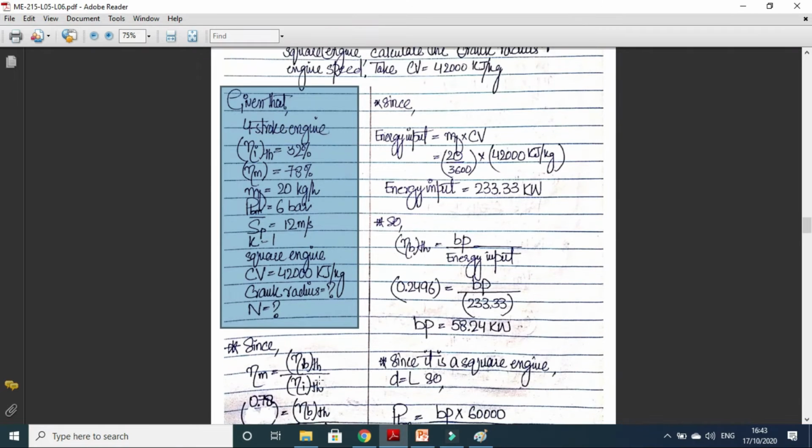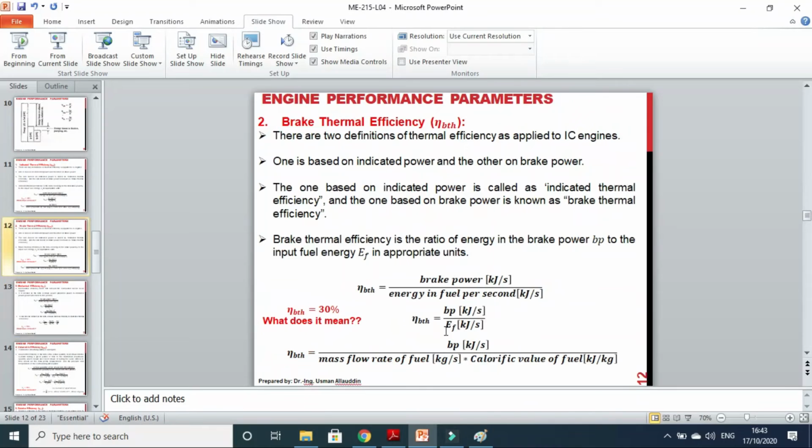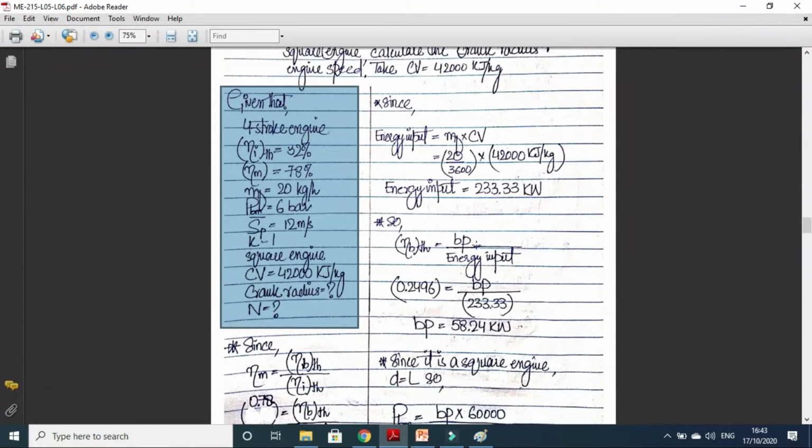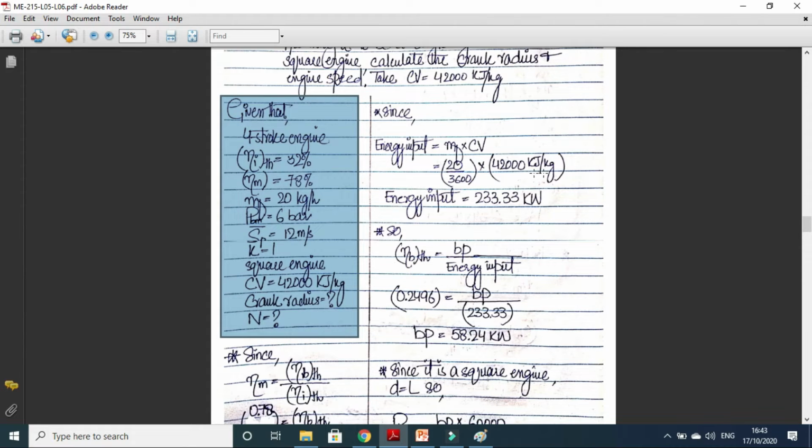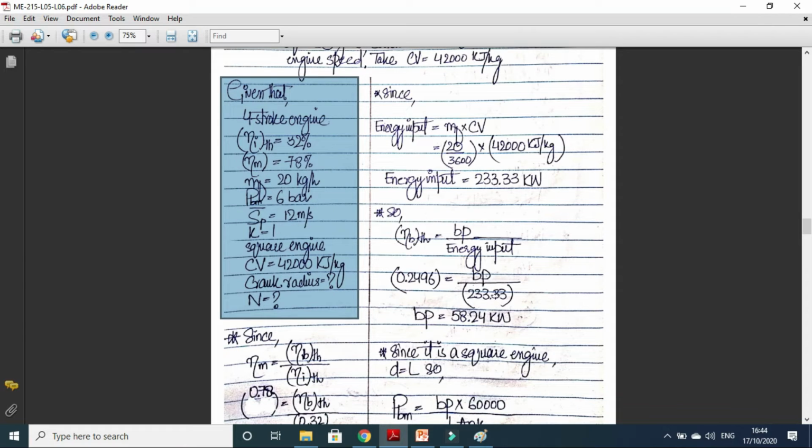Now with the help of brake thermal efficiency we can find the brake power. So before calculating the brake power, because the formula for the brake thermal efficiency is brake power divided by EF, let's find the energy of the fuel. Energy of the fuel can be found by multiplying the mass flow rate with the calorific value. Calorific value is given, mass flow rate of the fuel is also given. So mass flow rate of the fuel is 20 kilogram per hour. So you need to divide it by 3600, multiply by 42,000 kilojoule per kilogram. So this is the energy of the fuel. So now you know the brake thermal efficiency, you know the energy of the fuel. So brake power will come out to be 58.24 kilowatt.